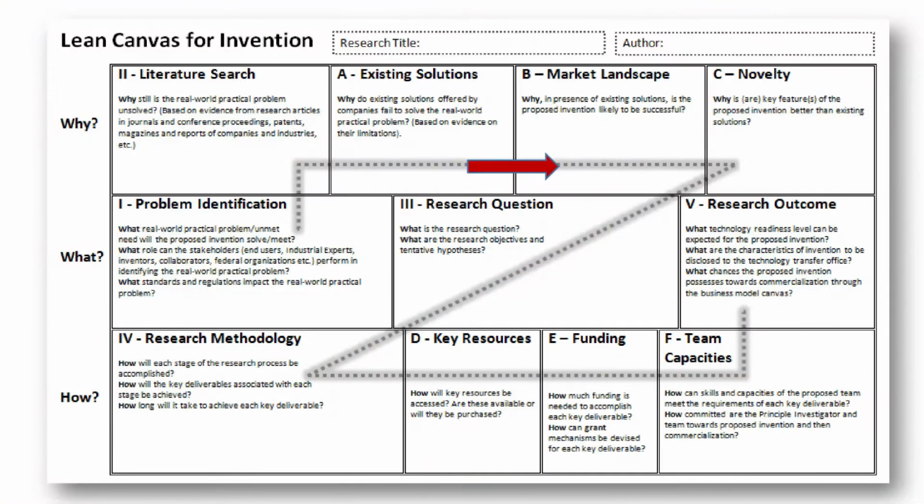In our previous episode, episode number 14, we concluded the third component of the LCI, the existing solutions. It means today we are going to begin a new component, component number 4 of the LCI, the market landscape.